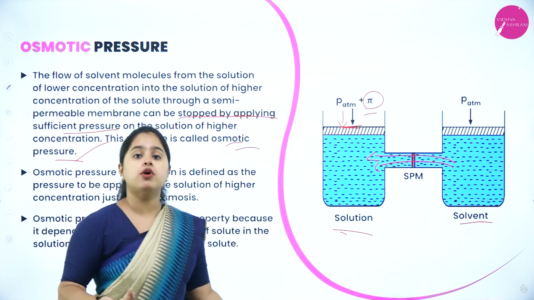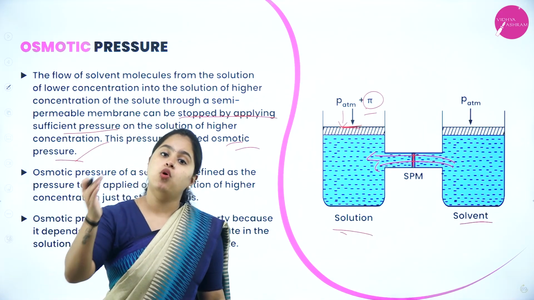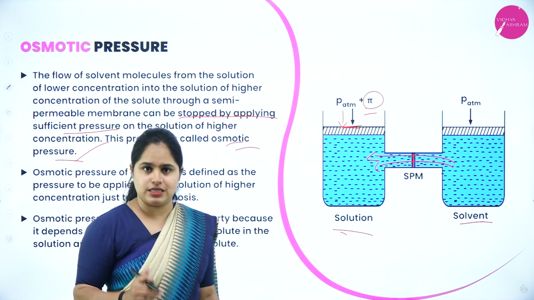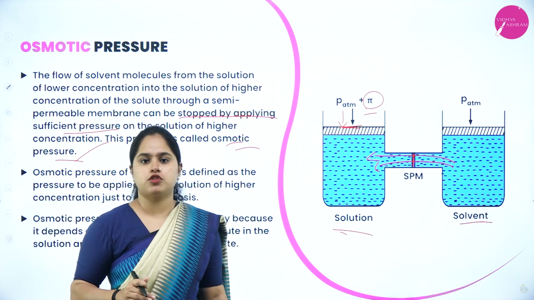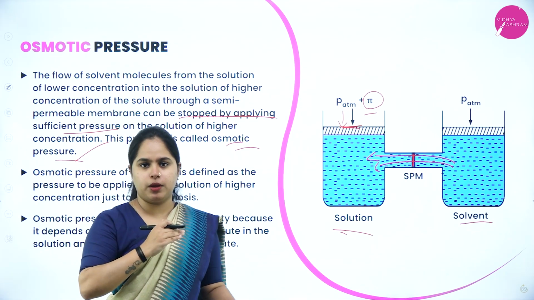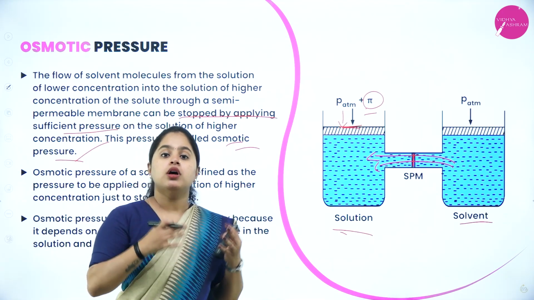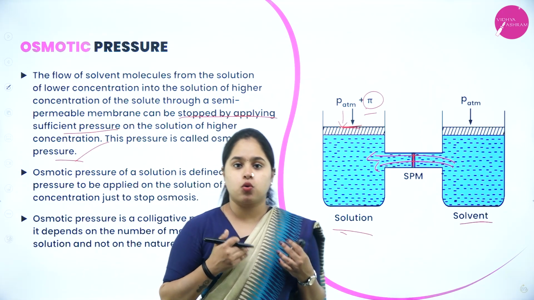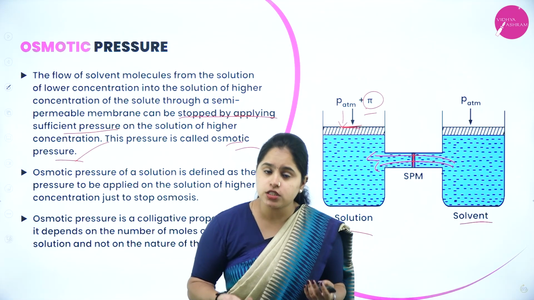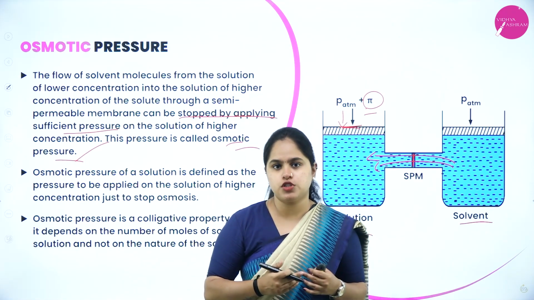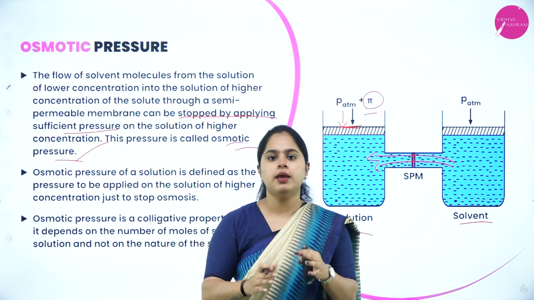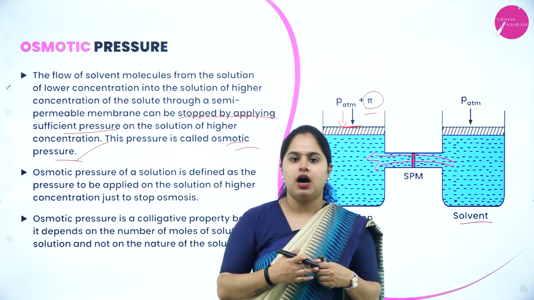So, if more solute is present, that is, if the concentration of the solution is higher, then more osmotic pressure has to be applied. Yes, more pressure has to be applied to stop the flow, right? So, even osmotic pressure is a colligative property because it depends on the number of moles of the solute present and not on the nature of the solute. I hope it is clear.